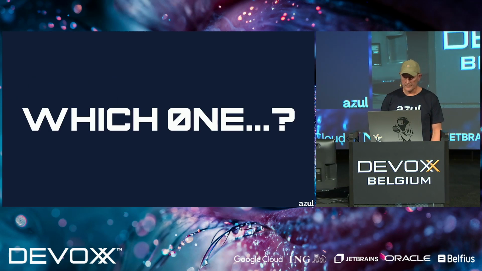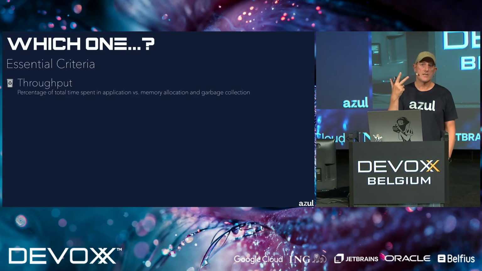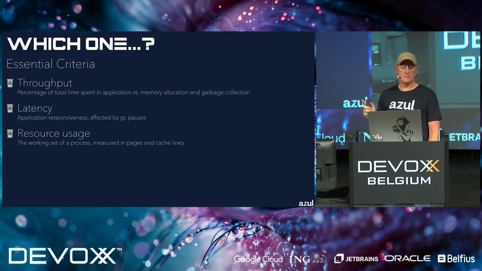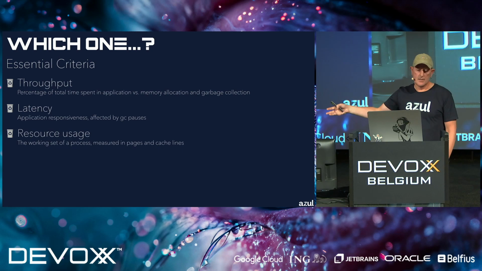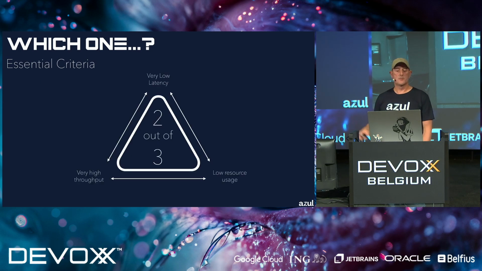So now I showed you all the different garbage collectors. The big question is, which one to choose, right? For this, we have 3 essential criteria: throughput, latency, and resource usage, which means memory footprint, more or less. The good thing is you don't really have to choose all of them, because you can't. In principle, you can choose 2 out of 3. This is how it works, right?